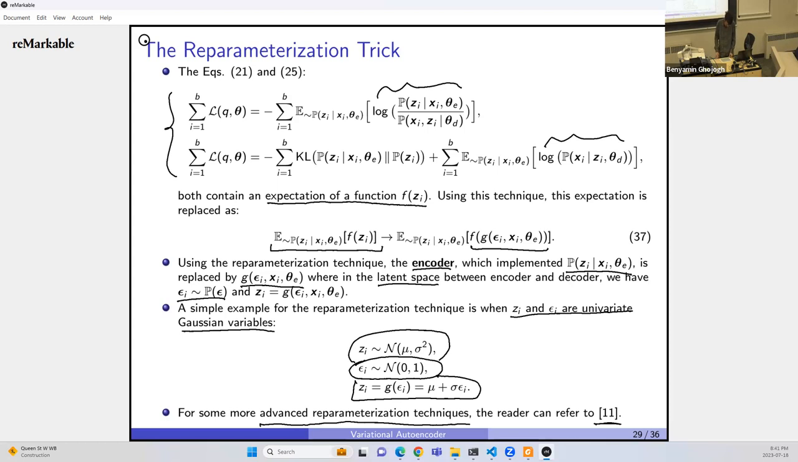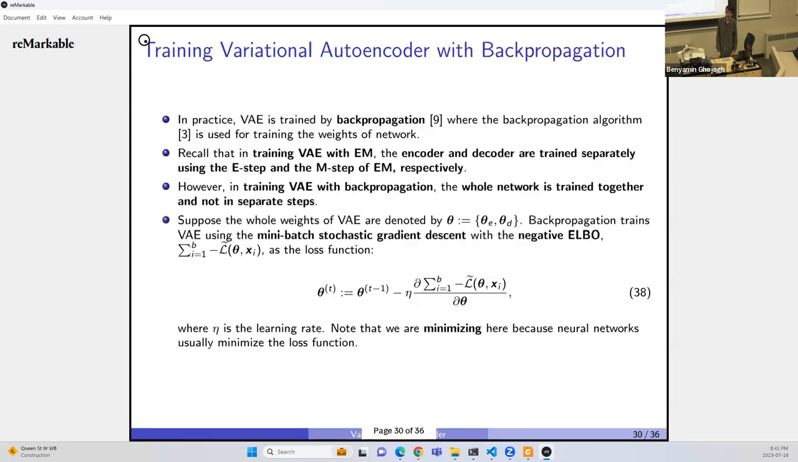In practice, variational autoencoder is trained by backpropagation, where the backpropagation algorithm is used for training the weights of the neural network, the encoder and decoder. Recall that in training variational autoencoder with expectation maximization, the encoder and decoder are trained separately using the E-step and M-step of EM respectively. As I said, we had E-step and M-step.